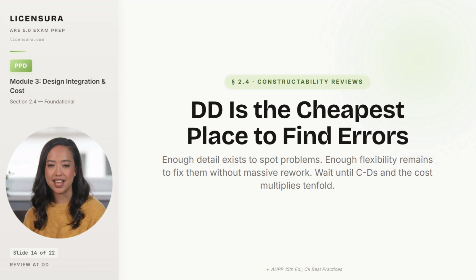Wait until CDs and every fix costs 3 to 5 times more because every drawing gets reissued and every consultant rebills. Wait until construction and the fix is a change order, a delay claim, and sometimes an injury when a worker tries to install the impossible. The architect who runs a serious DD constructability review is the architect who avoids the lawsuit. The architect who skips it is the architect who explains the change orders to the owner under oath. Let me show you the 6 constructability issues that hit hardest when caught late.